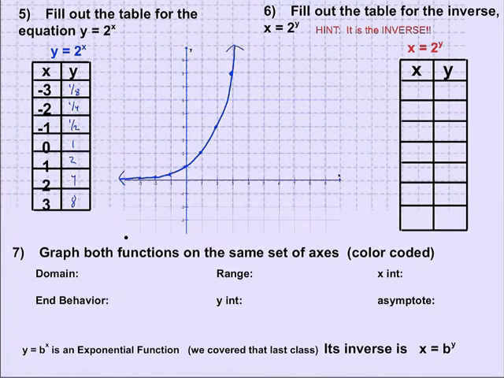In y equals 2 to the x, when the input was -3, the output was 1/8. So in its inverse, anytime the input is 1/8, the output will have to be -3. 1/8, -3. Anytime the input is 1/4, the output will have to be -2. And we can keep going down the blue table for y equals 2 to the x and simply invert or switch around all of the inputs and outputs.